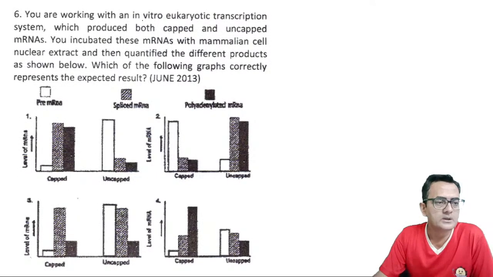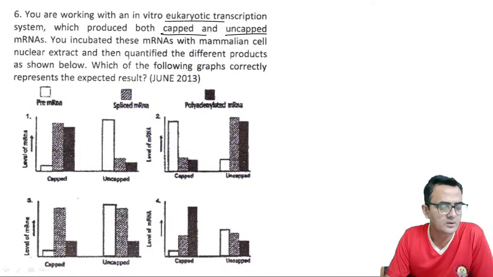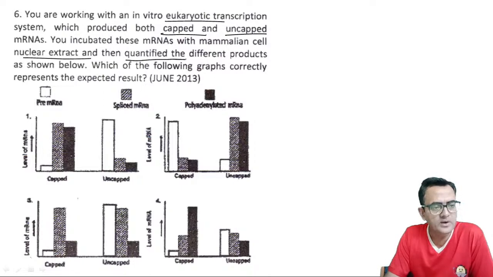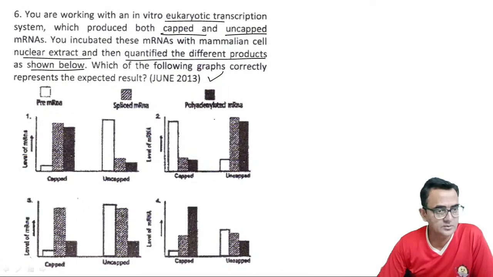You are working with an in vitro eukaryotic transcription system which produced both capped and uncapped mRNAs. Capped RNA and uncapped mRNA are there in that system. You incubated these mRNA with mammalian cell nuclear extract and then quantified the different products as shown below. Which one of the following graphs correctly represents the expected result? So in this eukaryotic transcription process, both capped and uncapped mRNAs are there.